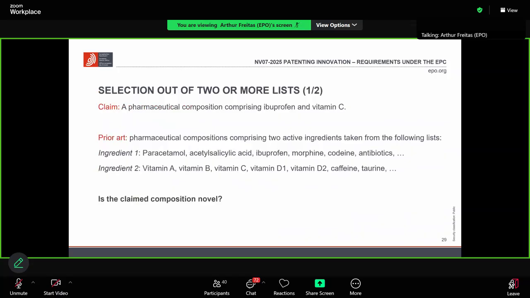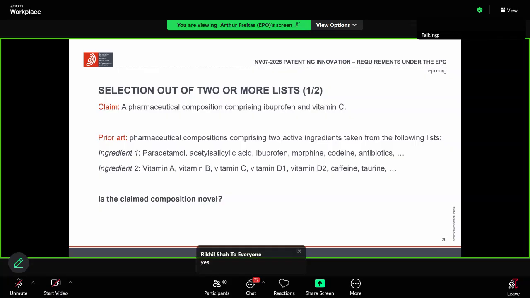All right, then we move into selection inventions. Here we're talking about lists and subranges. An example would be, imagine you claim a pharmaceutical composition comprising ibuprofen and vitamin C. I do a prior art search and I find one document that says a pharmaceutical composition comprising 2 active ingredients taken from the following lists. And then we have two long lists. List one, with ingredients, would comprise ibuprofen. And then we also have another list that, among many vitamins, has vitamin C.